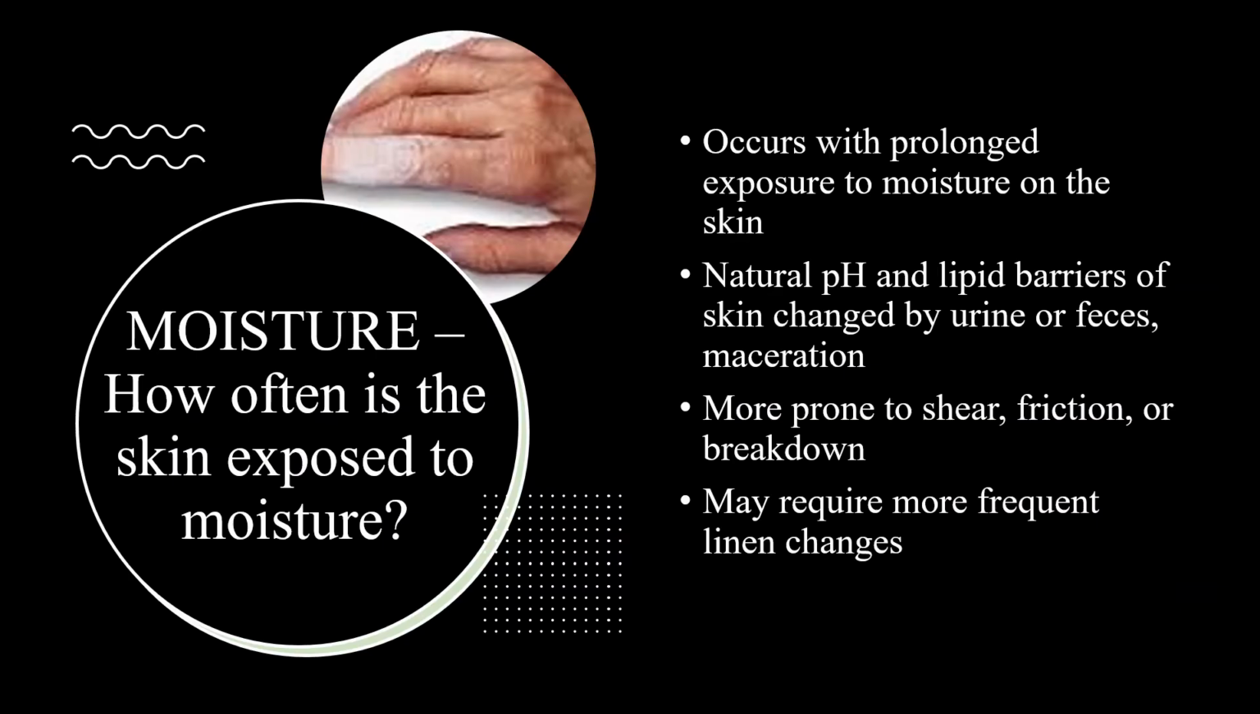Moisture. How often is the skin exposed to moisture? It can occur with prolonged exposure to moisture on the skin. The natural pH and lipid barriers of the skin are changed by urine or feces, causing maceration. The skin is more prone to shear, friction, or breakdown with moisture. The patient may require more frequent linen changes.